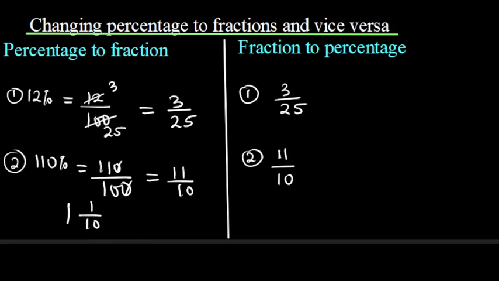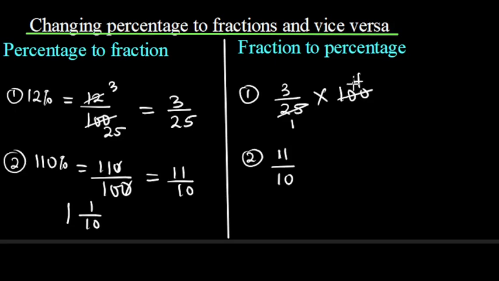Then the next thing we will do is converting a fraction to percentage. So if you notice, this is what we got from converting percentage to fraction, and this one also. So we'll go in the reverse order now. So when we have 3 over 25, we want to convert this to percentage. All we just need to do now is to multiply by 100. Okay, so 25 here is 1, 25 here is 4 times.